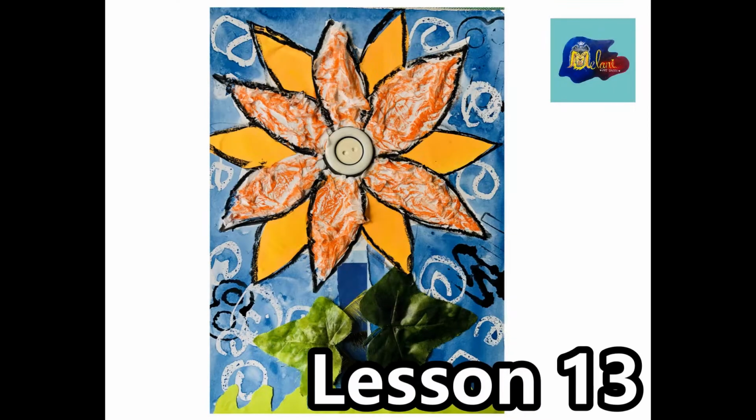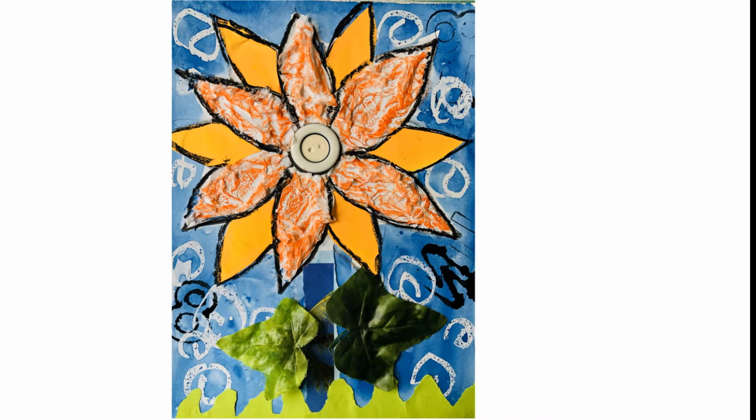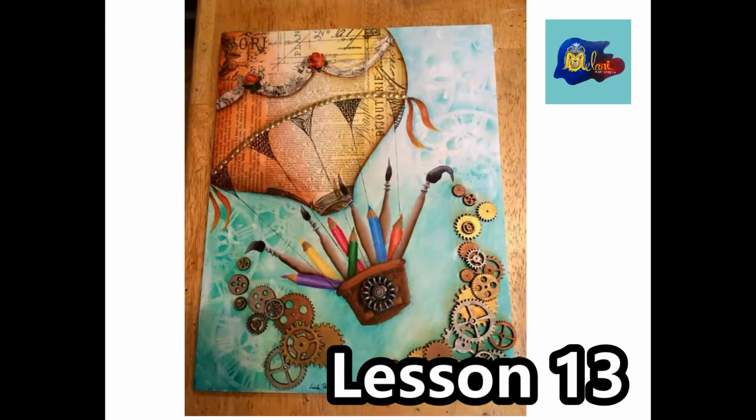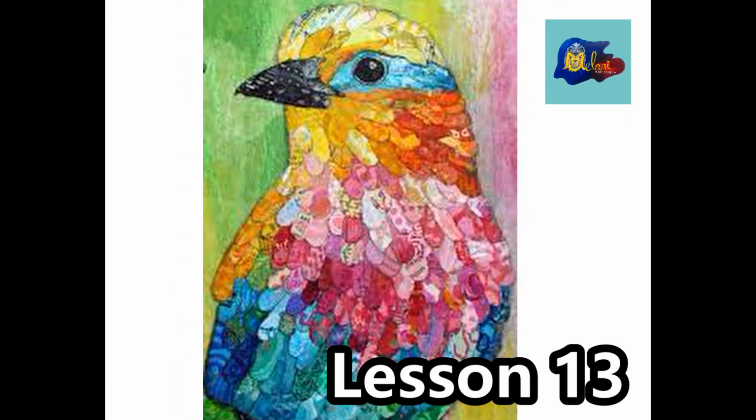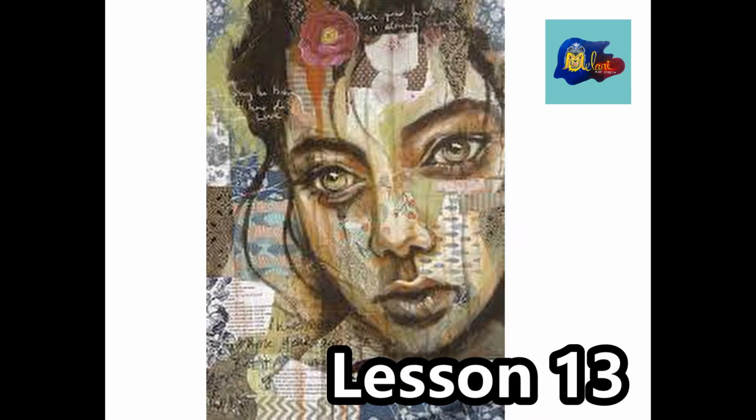Today we are going to learn how to add a texture to mixed media art. So mixed media is a type of artwork that mixes different media or materials into one piece. For example, a piece of art that combines an acrylic painting with fabric and paper is mixed media art.